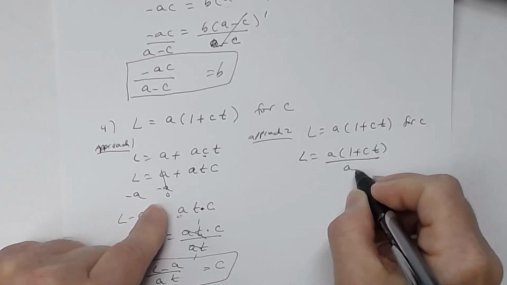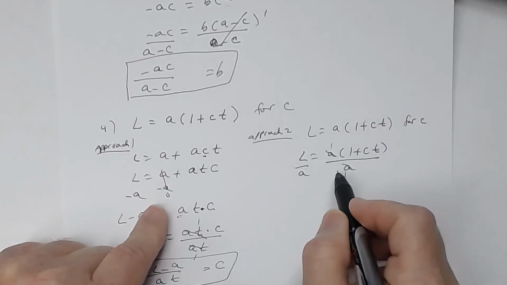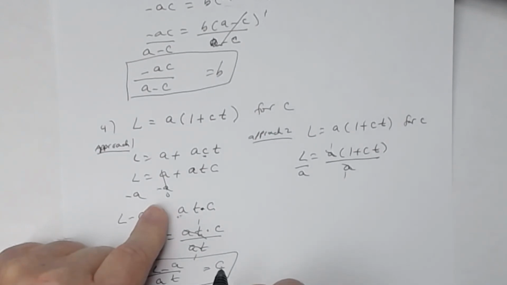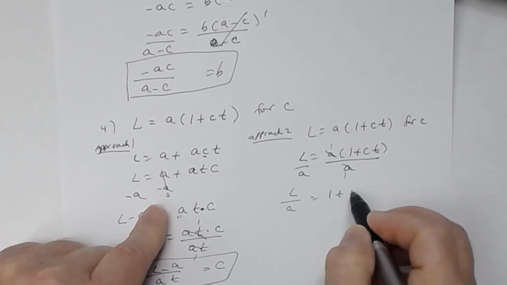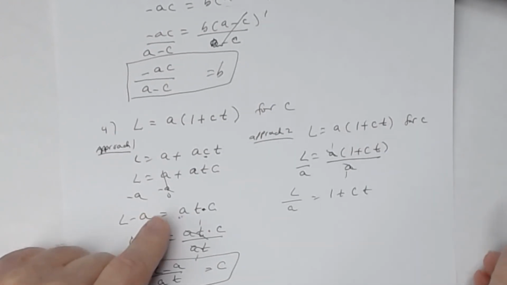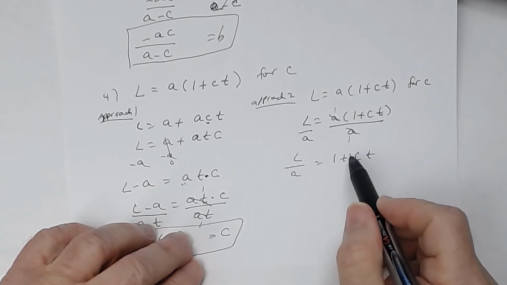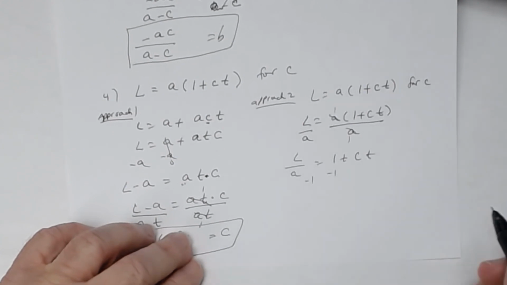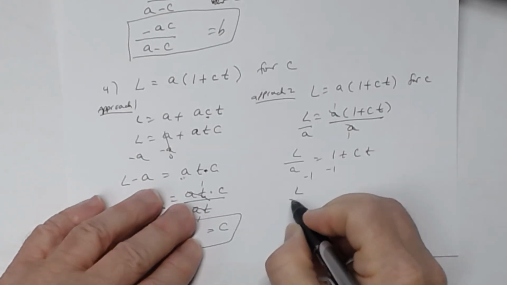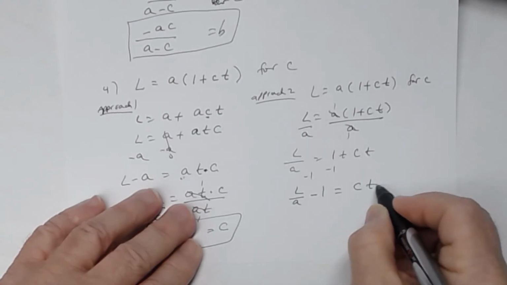So I'm going to divide both sides by a, and so now these a's divide out, because those are factors. This a is a factor of the numerator, this a is a factor of the denominator, and so I get L divided by a equals 1 plus ct. Now at that point, remember, you're trying to get c. So this term is the only one that has c in it, so you need to get rid of the 1. So you're going to subtract 1 from both sides. So I have L divided by a minus 1 equal ct.